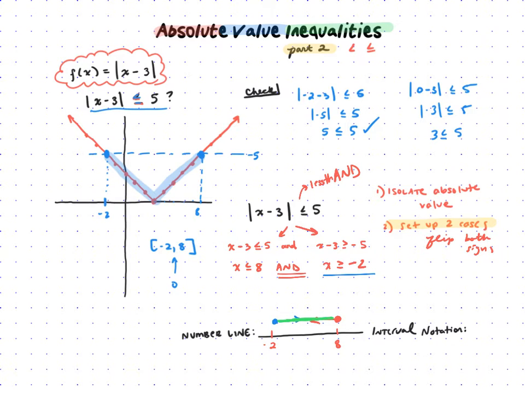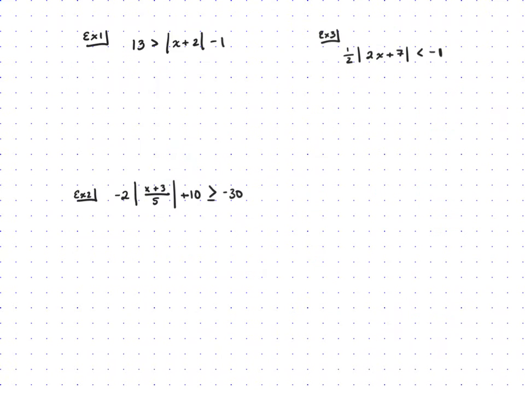On a number line, you'll connect from the lower bound to the upper bound. Then in interval notation, that is -2 to 8. So those are your three representations of the solution: as a compound inequality, as a number line, and then in interval notation. You're going to want to show all three. All right, let's do 3 more examples.